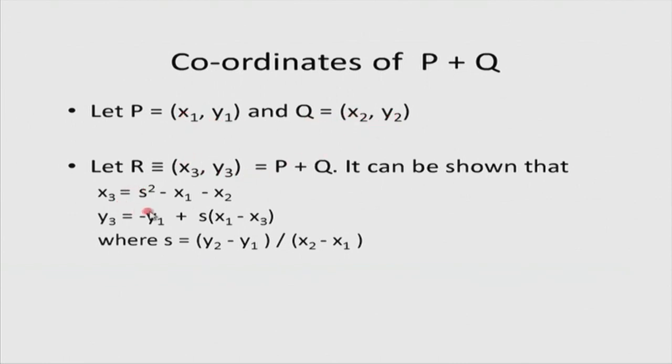So x3 is s square minus x1 minus x2, and y3 is minus y1 plus s times x1 minus x3, where s is the slope. From your high school mathematics coordinate geometry, you know how to find the slope of a line connecting 2 points x1, y1 and x2, y2. The slope is y2 minus y1 divided by x2 minus x1. So this s over here is nothing else but the slope of the line segment connecting this point and this point. Okay, so we talked about unary negation.